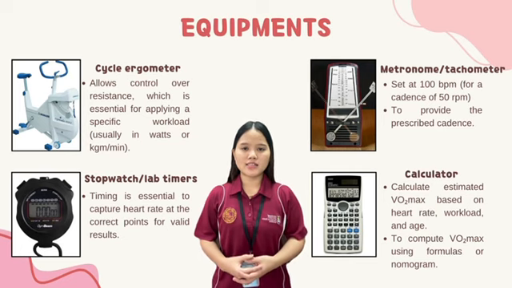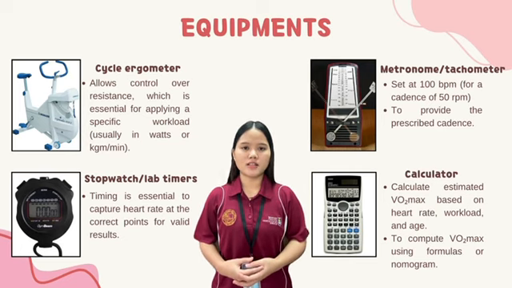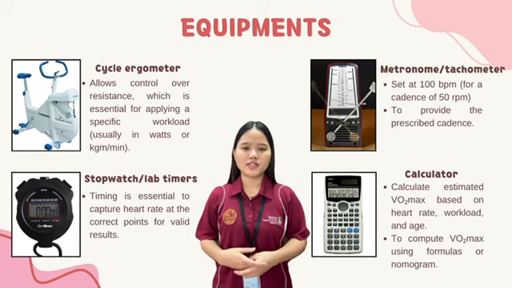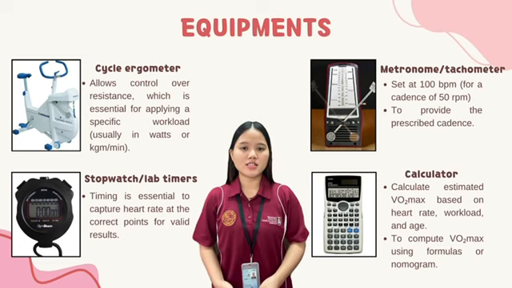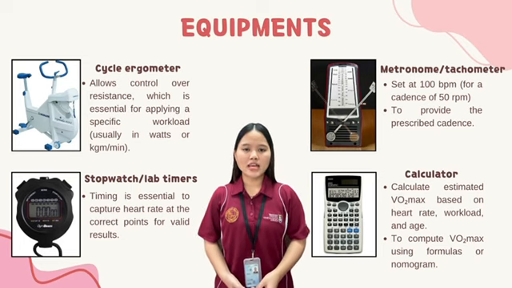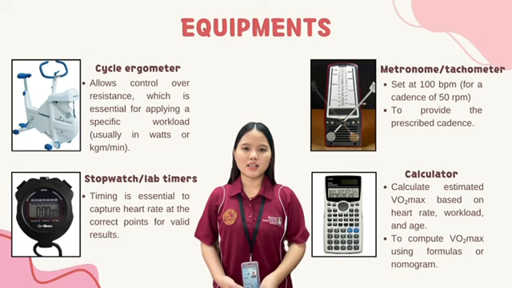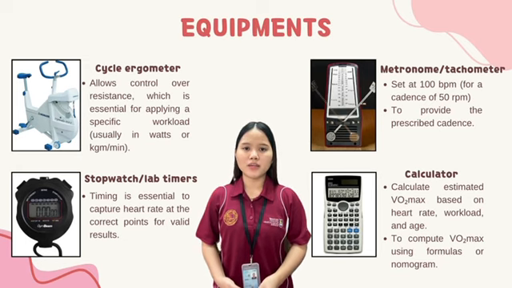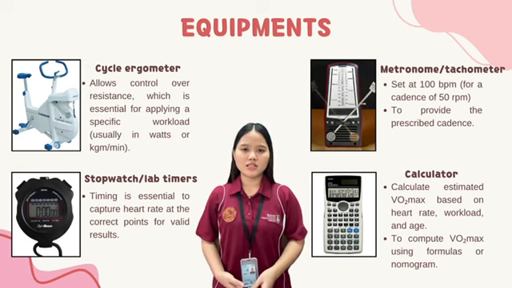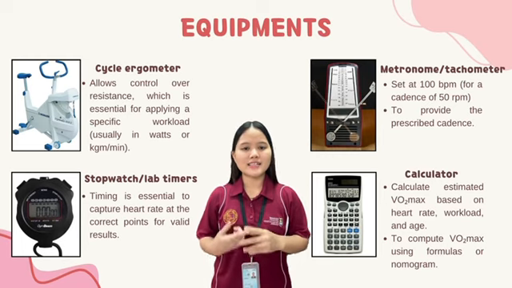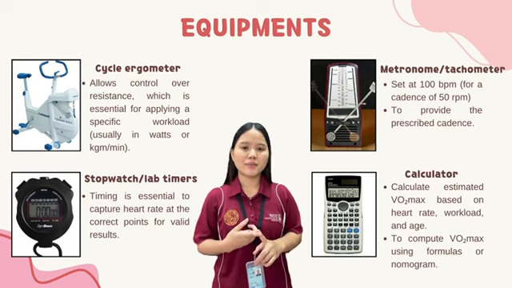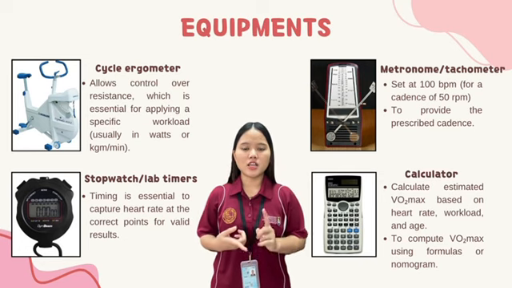The first one is the cycle ergometer. This is a stationary exercise bike that can measure and control the resistance or power output. For the Astrand test, it must be properly calibrated so that the resistance levels are accurate. The subject pedals at a steady speed while the ergometer maintains a set workload, which is used later to estimate the VO2 max. And second is a stopwatch or lap timer, used to time the test accurately.